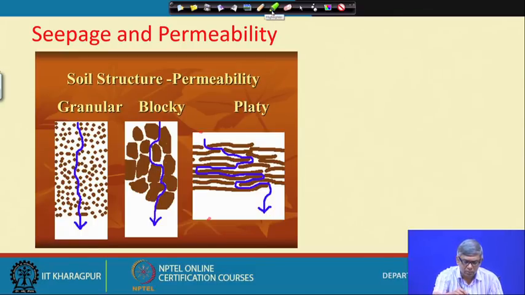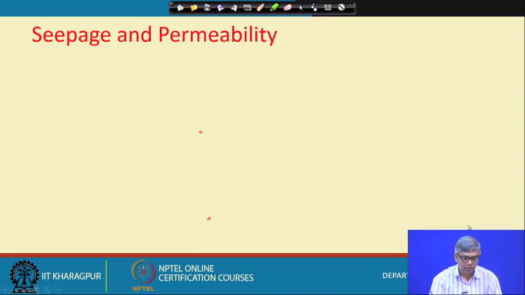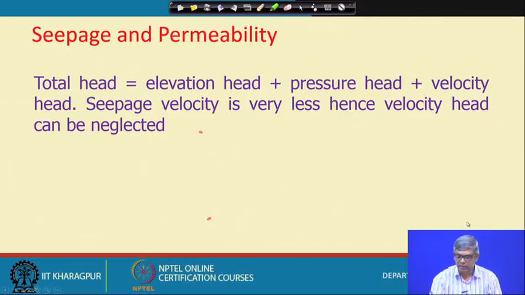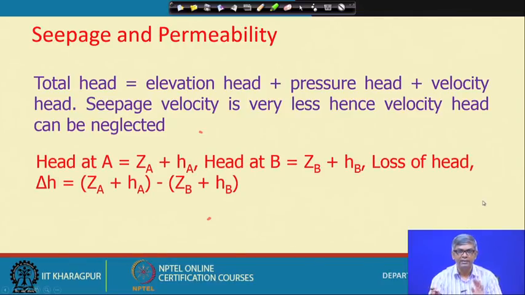Let me go to the next slide. Seepage and permeability. As I have told, head causes the flow, and at any point one can calculate the total head equal to elevation head plus pressure head plus velocity head. Since the seepage velocity is quite low when water is flowing through soil, v square by 2g, which is the velocity head, can generally be ignored.